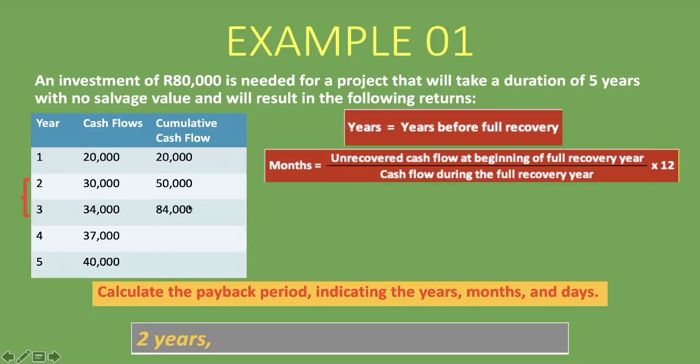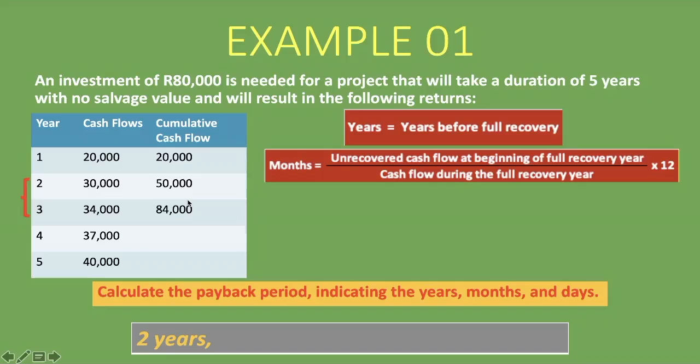So the unrecovered cash flow at the beginning of year 3 is the same as the unrecovered cash flow at the end of year 2. It's the same thing. End of year 2, beginning of year 3 is the same thing. Okay. So what is the unrecovered cash flow, or the cash flows we haven't recovered yet at the beginning of year 3? Well, we know by the end of year 2 we will have recovered 50,000 Rand. So that means how much have we not recovered yet?